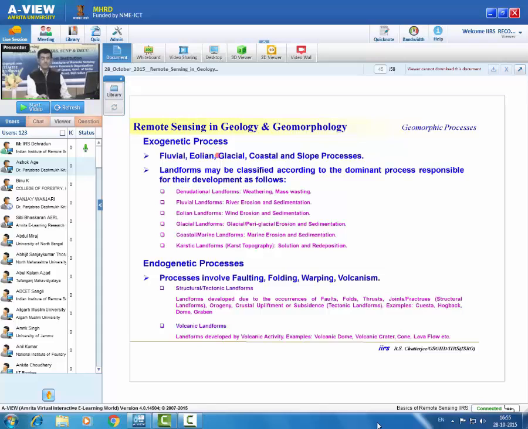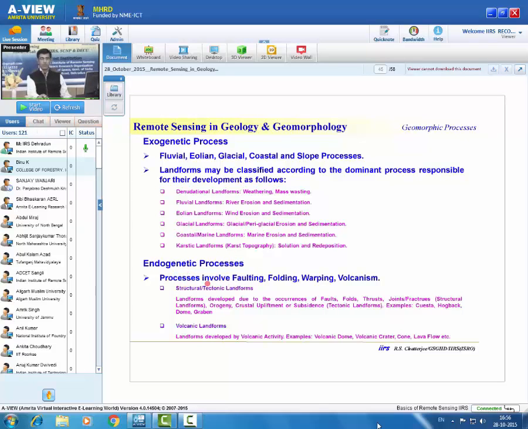Okay, so the geomorphology can be interpreted in terms of the geomorphic processes. Geomorphic processes may be exogenetic, where the driving force comes from external sources, that is, from the force of gravity. So the exogenetic processes are like fluvial, aeolian, glacial, coastal, and slope processes. These give different kinds of geomorphic terrain, different kinds of landforms. And endogenetic processes are those where the driving force comes from within the earth. So this is endogenetic, genesis from inside.